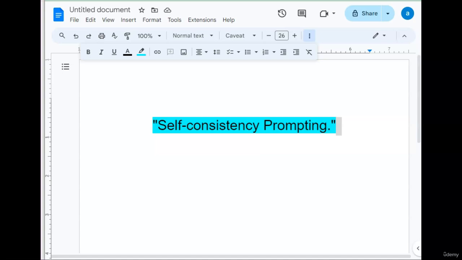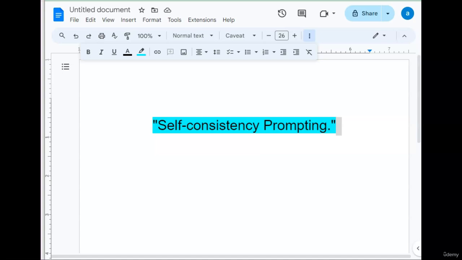It is a technique where we can run the same prompt multiple times and analyze the outputs to determine the most consistent answer. It's a straightforward yet effective way to increase the accuracy of the responses generated by the language models. Now, how does it work?